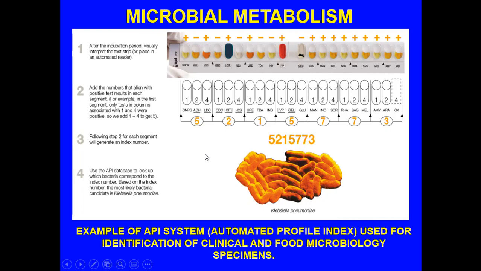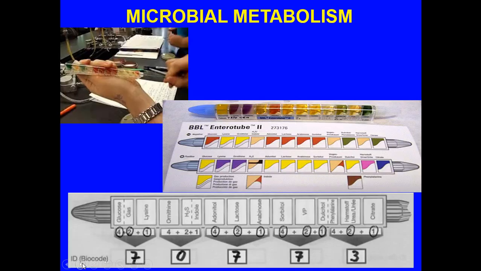Think about this. You've done about 20 tests in 18 to 24 hours, and you were able to get a solid identification without gene testing. I prefer gene testing, by the way, to anything else, but still, this allows for very rapid diagnosis. Okay? Now, this is used for identification of clinical and food microbiology specimens.